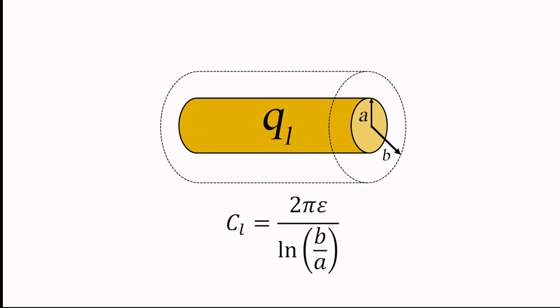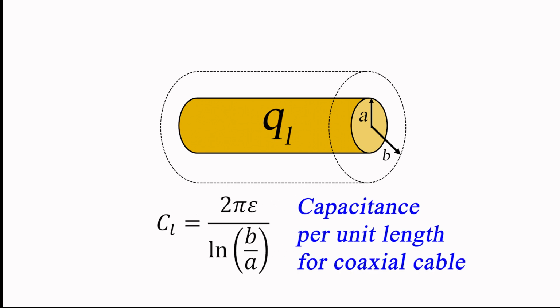And lo and behold, this is precisely the equation for capacitance per unit length for a coaxial cable, where A is the radius of the center conductor and B is the inner radius of the outer shield. This is an extremely useful expression that we'll be using a lot, and it all comes from Gauss's law.